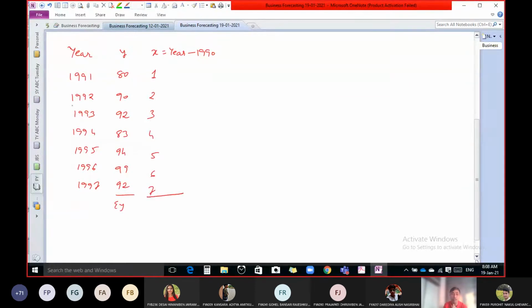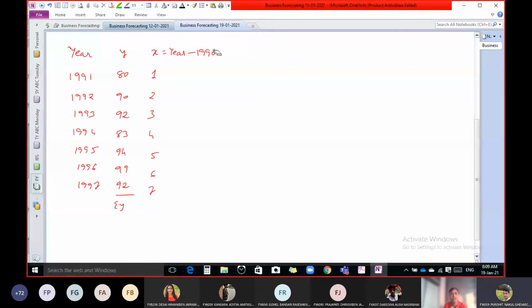That is always possible with one condition: when the years are at equal distance. When years are equidistant, meaning the gap between two years is the same for all, then it is possible to make sigma x equal to 0. Now the question is how? The answer is very easy. Instead of subtracting 1990, what do we have to subtract? Do any of you have an idea?